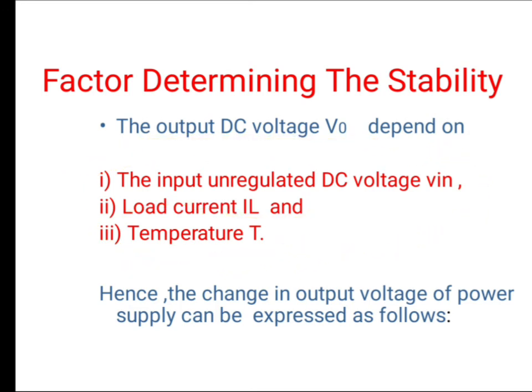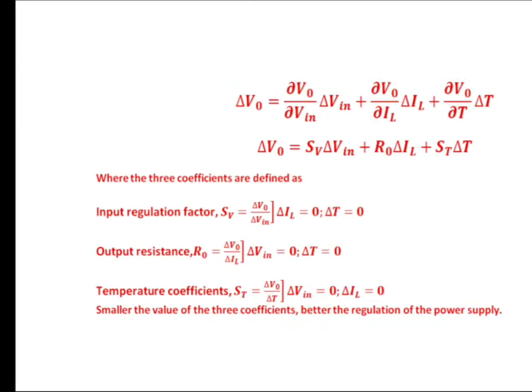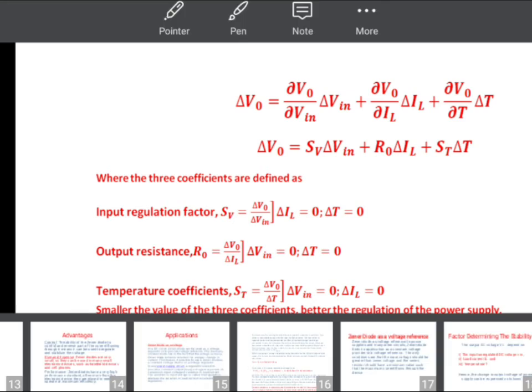So the output voltage of the power supply can be expressed with this formula. Output voltage V0 can be written as dou V0 by dou Vi, output voltage by input voltage, times the change in input voltage, plus dou V0 by dou IL, output voltage by load current, times the change in load current, plus dou V0 by dou T, output voltage change by temperature, times the change in temperature. And now we have the coefficients here.